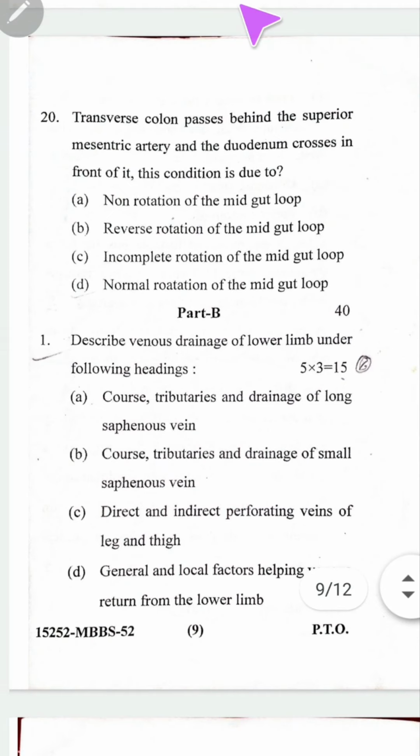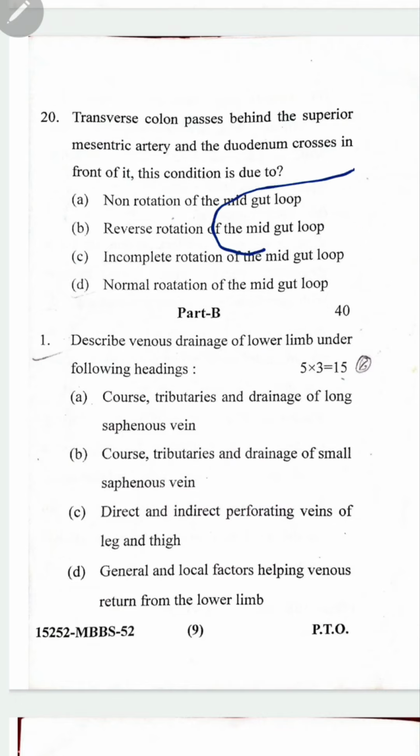Lastly, we're talking about this question about embryology. Transverse colon passes behind the superior mesenteric artery, and the duodenum crosses in front of it. This condition is due to... fast revision.